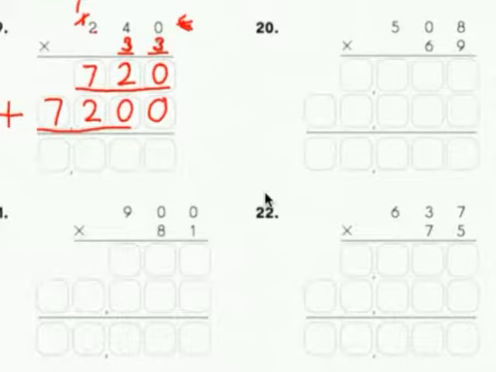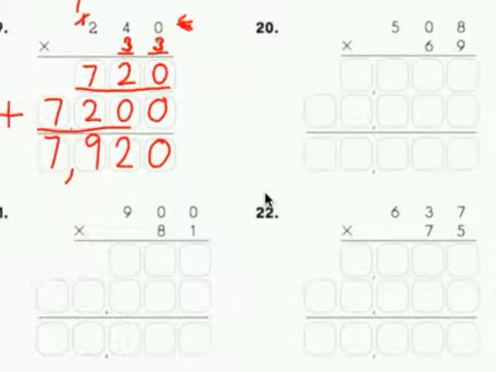0 plus 0 is 0. 2 plus 0 is 2. 7 plus 2 is 9. And nothing plus 7 is 7. So your answer is 7,920. Okay.